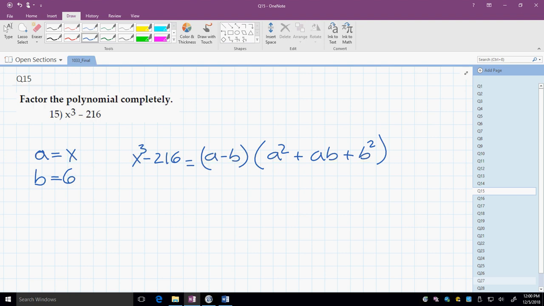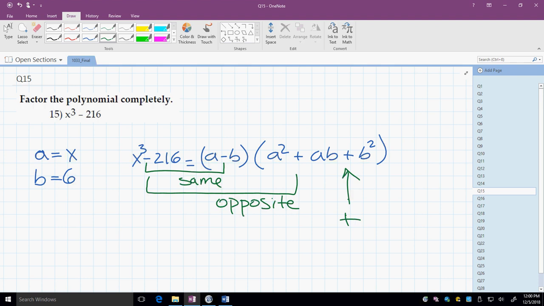I have a little trick to remember the signs because sometimes I don't even remember the signs. If you have the difference, because it can be the addition of two cubes, if you have the difference, the signs are going to be the same, the first two, right? The first one with the second one is going to be the opposite. And the last one always is going to be positive. So does that help you to remember the formula?